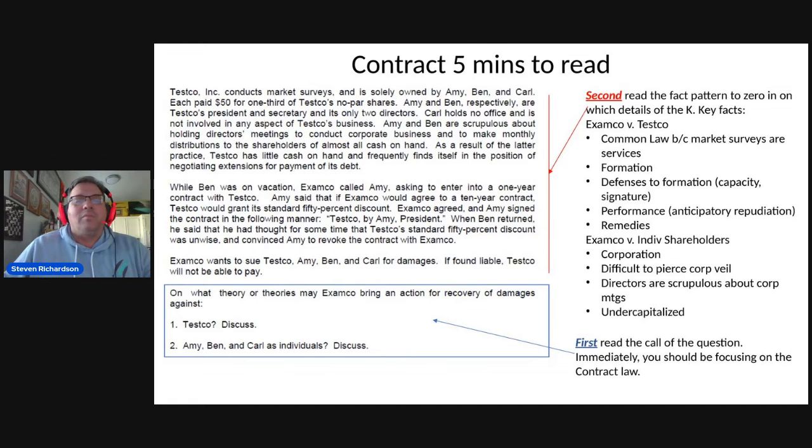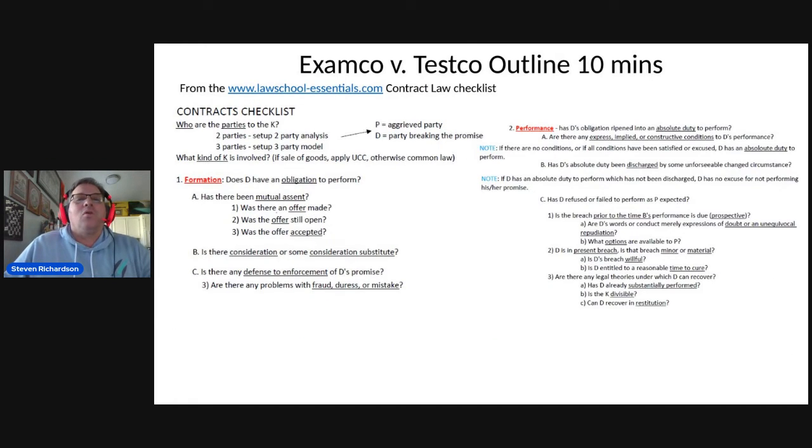So we'll move on. Okay, so from my outlines, this is a contract question. First thing you're looking at is formation and defenses to formation, and then the actual performance. Was there a breach? So that's what you're going to be looking at. You should take about 10 minutes to organize these thoughts into the formation, the defenses, and performance.